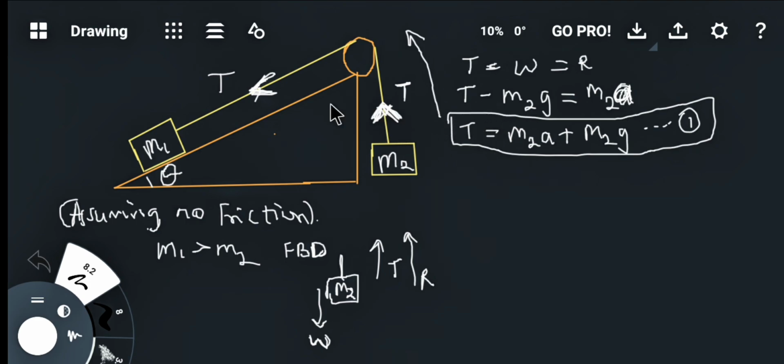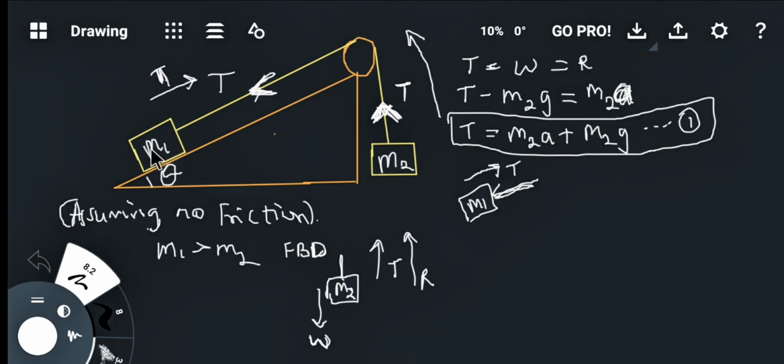Moving on, let's analyze what is going on with the body M1. The free body diagram will look something like this. This is M1. What are the forces that are acting on M1? The first force we are seeing here is the tension. Regardless of who is pulling who, the tension is pulling in the upward direction. See the tension, it is pulling M1 in this direction. And as tension is going this way, something is also happening to this mass.